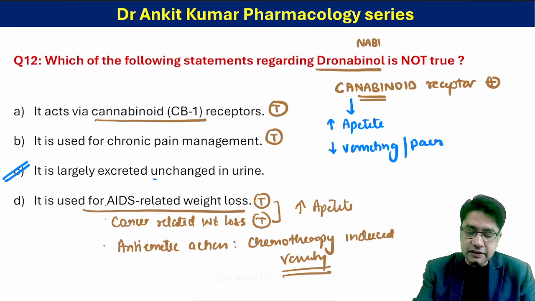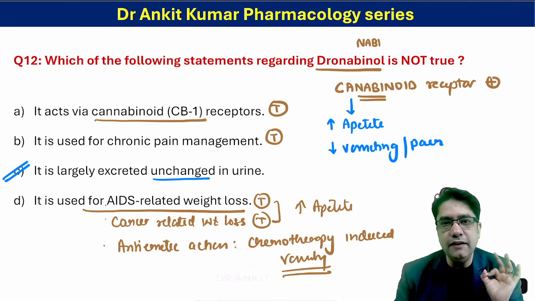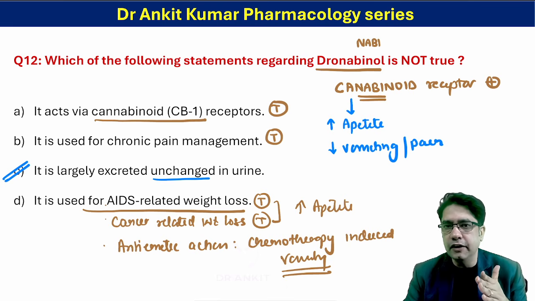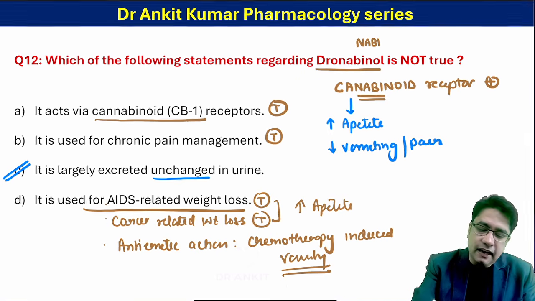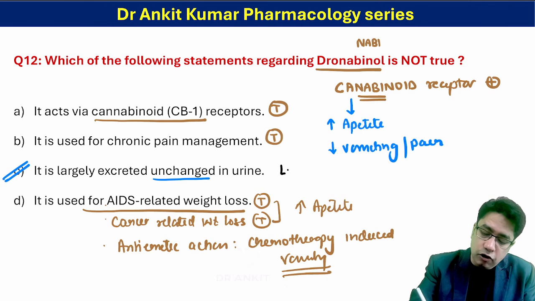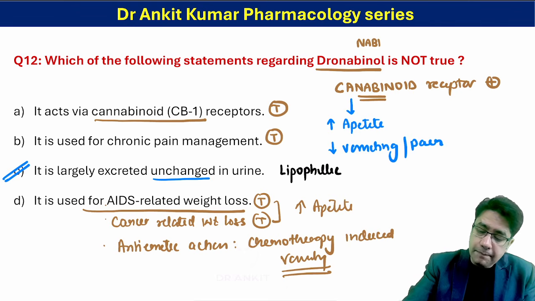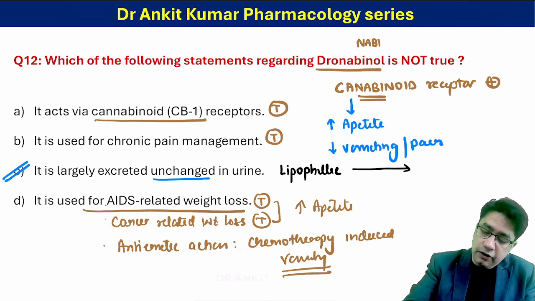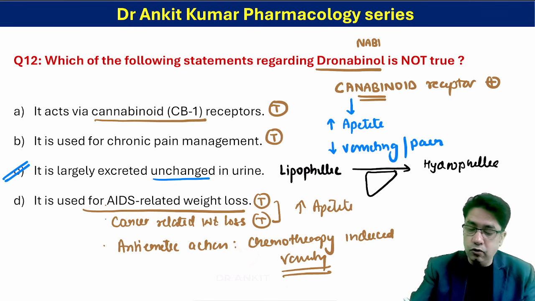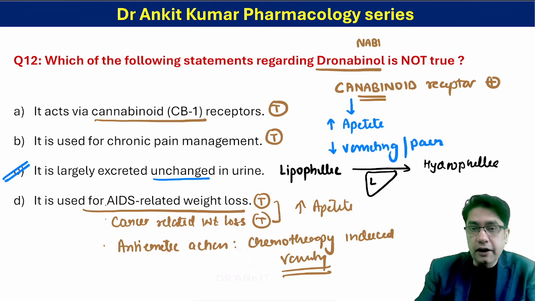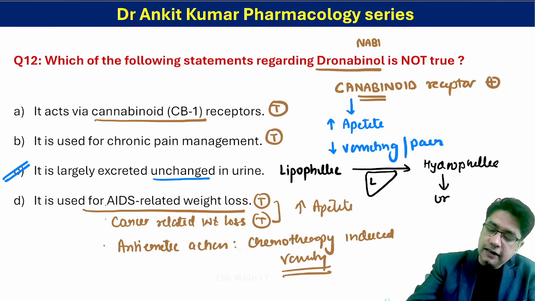It is largely excreted unchanged in urine. Now understand one point. We know that cannabinoids like bhang, charas, ganja or dronabinol enter into the brain and we have a lot of brain effect. So any drug which is entering into the brain must be lipid soluble. So it is a lipophilic drug. And remember, lipophilic drugs are first converted into hydrophilic form or water soluble form, and then excreted out in urine.